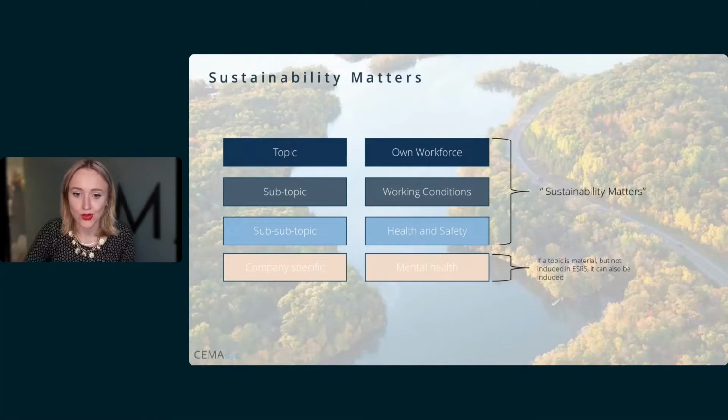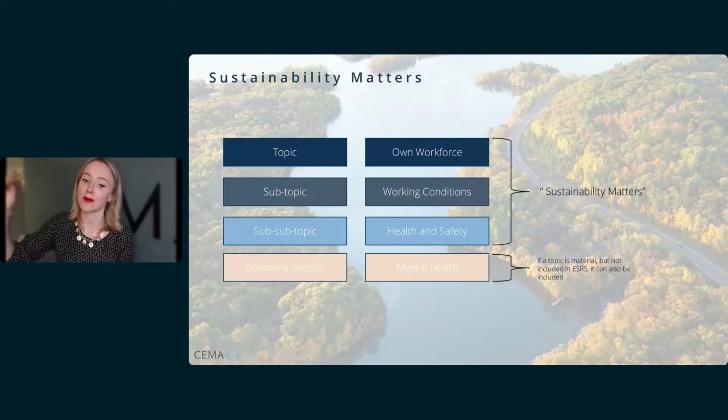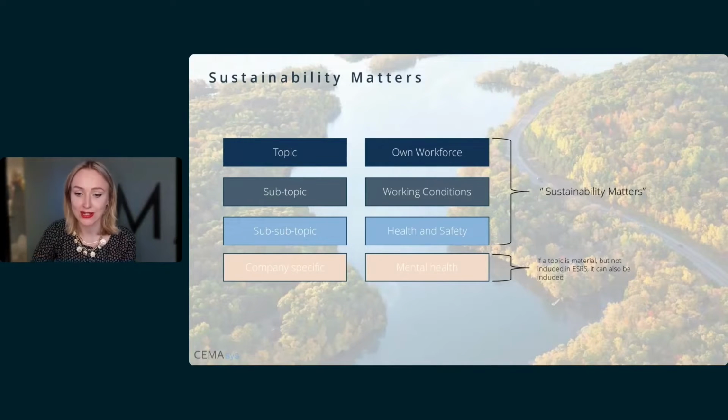When it comes to sustainability matters, you will see a long list of what we call topics, subtopics, and sub-subtopics in CSRD. These collectively refer to sustainability matters. For example, a sustainability matter can be own workforce. It can also be working conditions, which is a subtopic of own workforce. And if you want to go even more granular, it could be health and safety as a sub-subtopic. So just know that when people are referring to sustainability matters, it can be referring to all of these three levels.